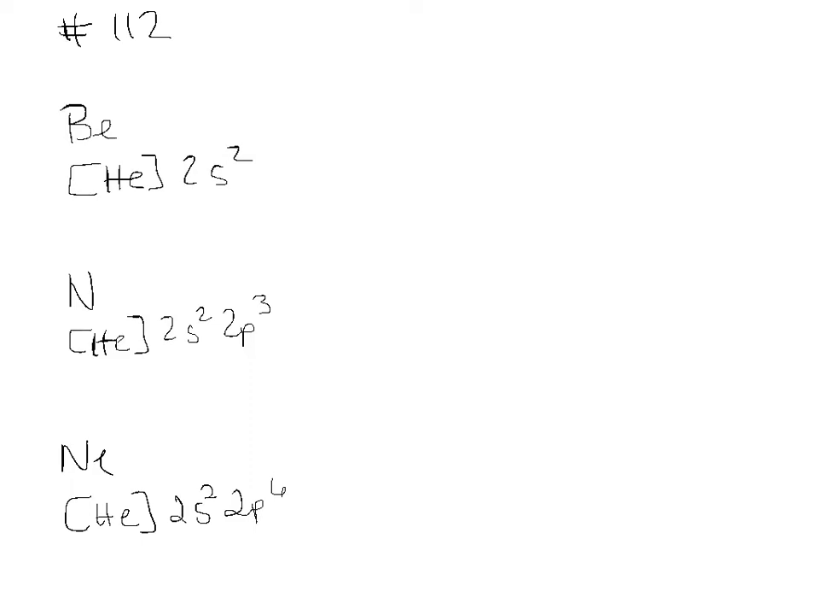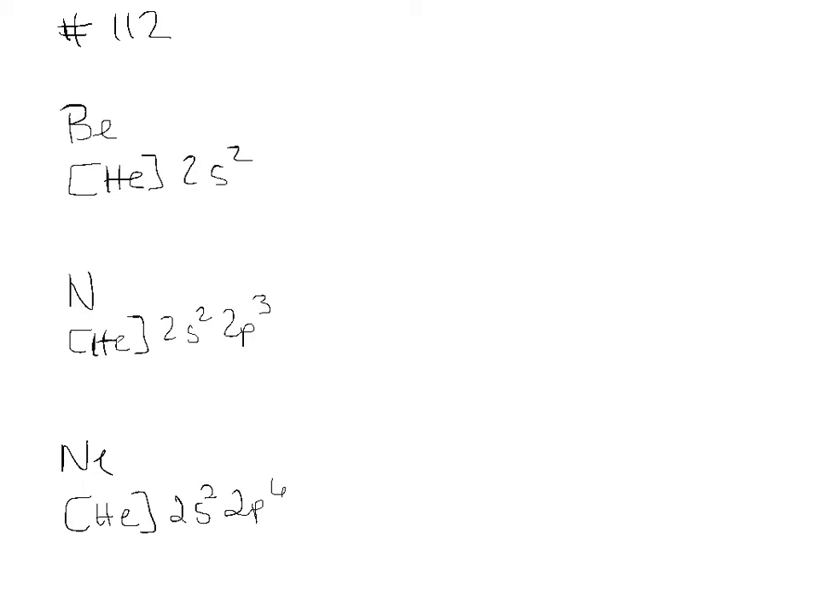Okay guys, this is number 112 from chapter 7, and this is talking about why the electron affinities for these specific elements are so unfavorable. Electron affinity refers to the energy associated with the process of putting an electron into something. So beryllium, nitrogen, and neon all have endothermic electron affinities. This means it's unfavorable. It means I have to give energy in order for this to happen.